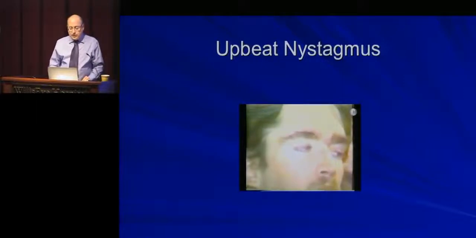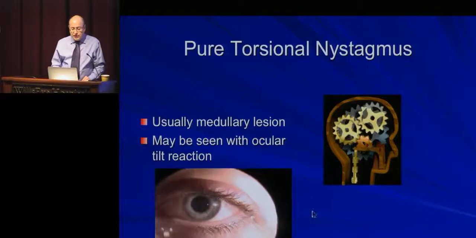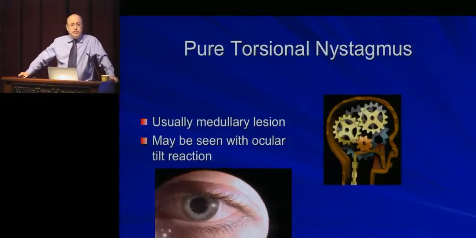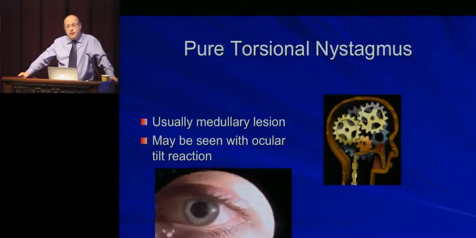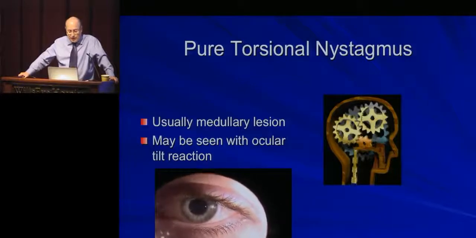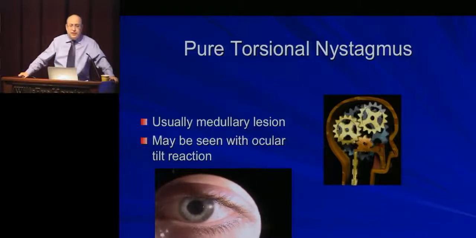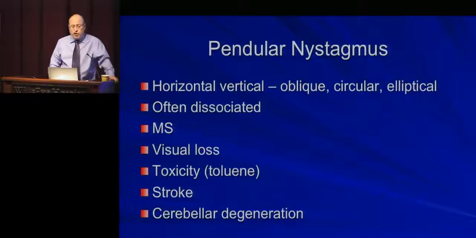What about pure torsional nystagmus? Pure torsional nystagmus is usually a lesion in the medulla. And when we talk about supranuclear defects next month, we'll talk about skew deviation. It's often seen with a specific type of skew deviation called the ocular tilt reaction. So this is purely torsional. There's no horizontal or vertical component. So those are the forms of jerk nystagmus.